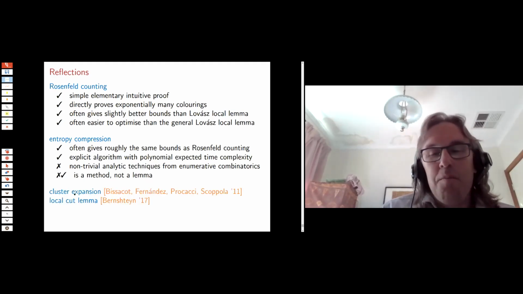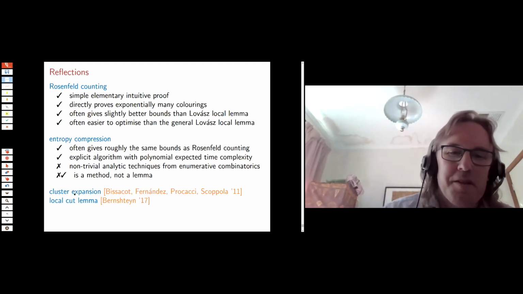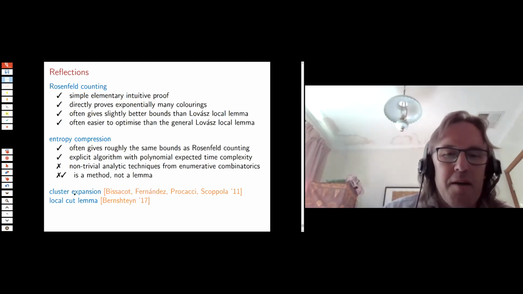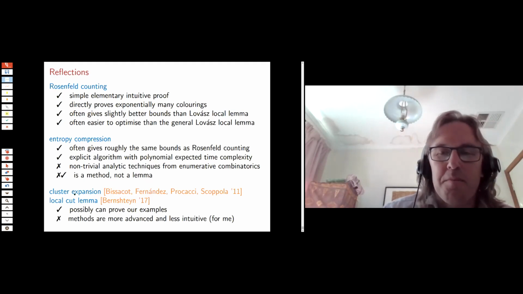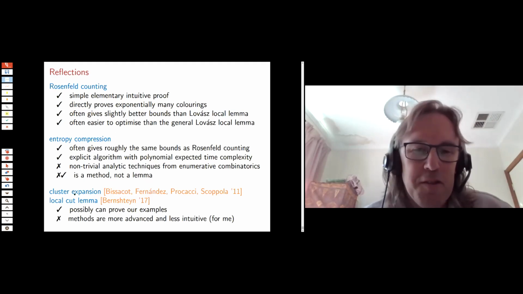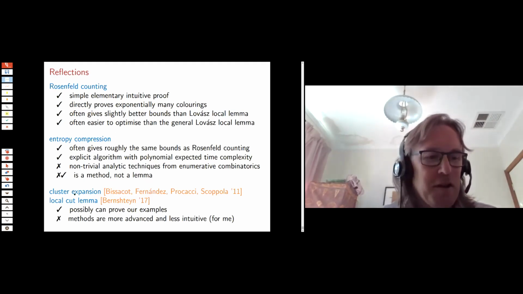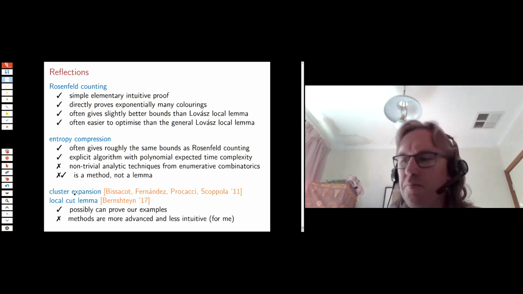Finally, there are more methods in this world of local lemma type results: cluster expansion, the local cut lemma of Bernshteyn. I don't know much about these, but I expect some of these can prove our examples, but the methods are definitely more advanced and certainly less intuitive, at least for me to try and understand. I like the simple, elementary counting proof of Rosenfeld. So I'll stop there. Thank you very much for your attention.